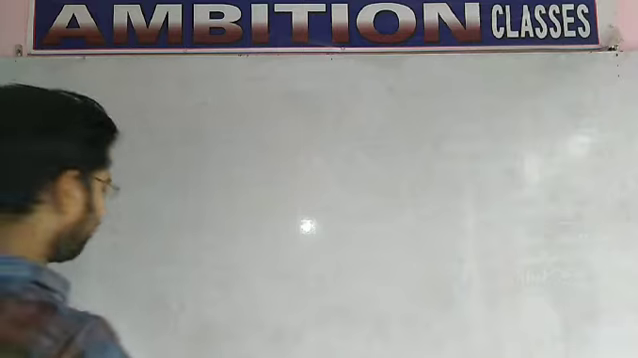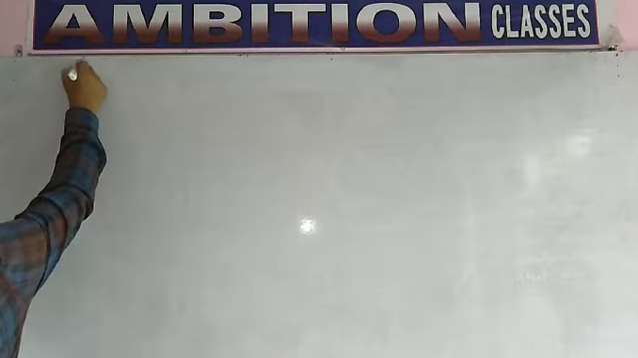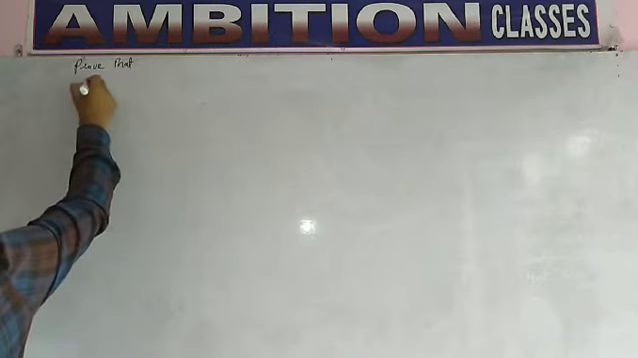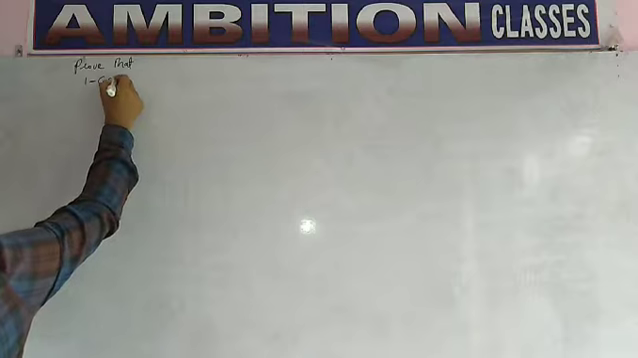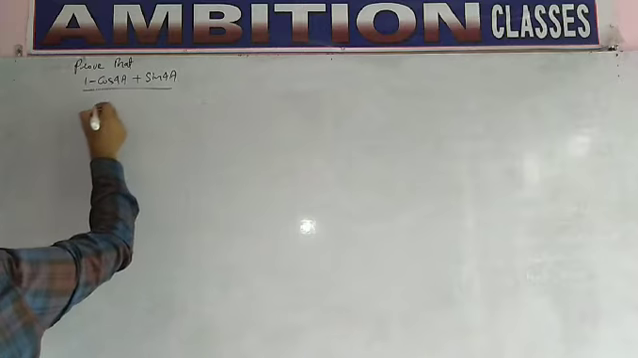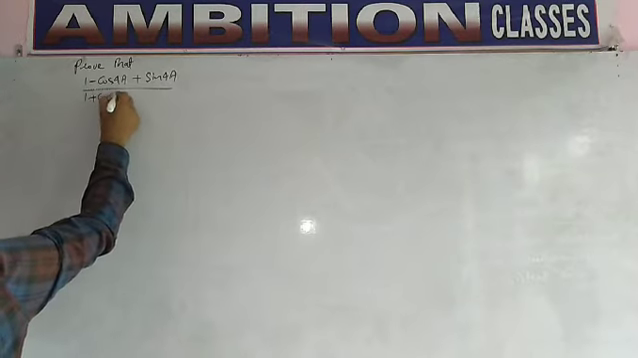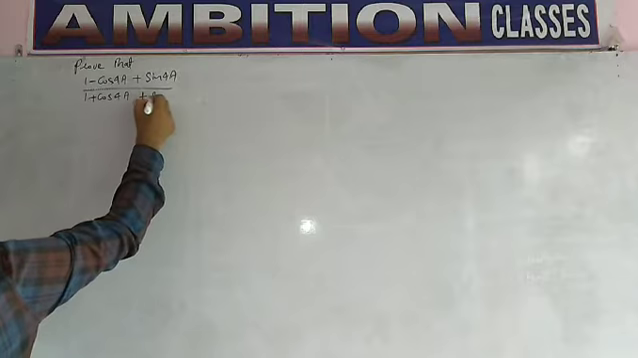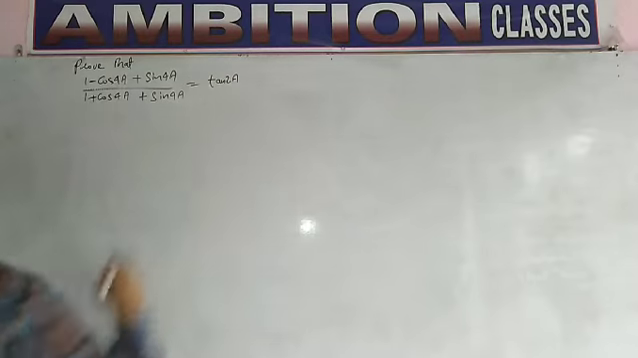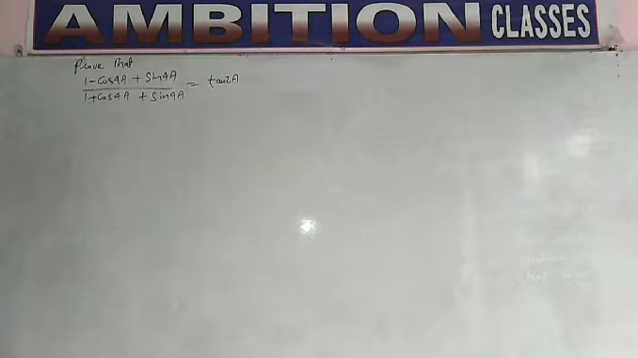Students, we are having a question. Prove that (1 minus cos 4a plus sin 4a) upon (1 plus cos 4a plus sin 4a) equals tan 2a. Students, we have to prove this.